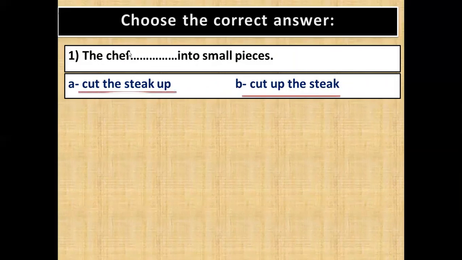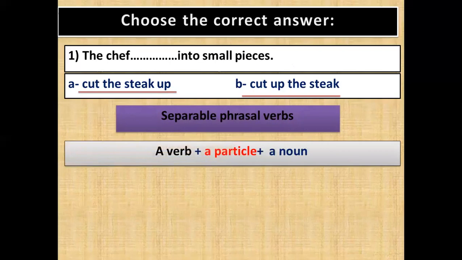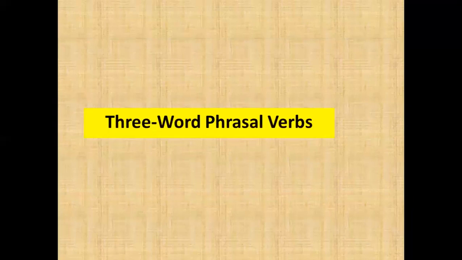Here I can say the chef cut the stick up into small pieces, and I can say the chef cut up the stick into small pieces. Both of them are right. Why? Because cut up is a separable phrasal verb. The formation of a separable phrasal verb is a verb plus a particle plus a noun, or a verb plus a noun or a pronoun plus a particle. There are a lot of separable phrasal verbs in English.